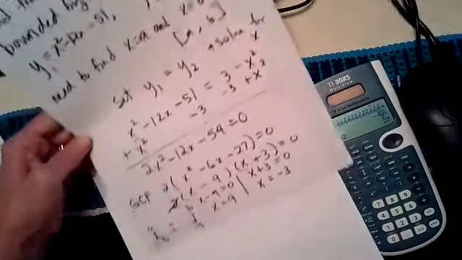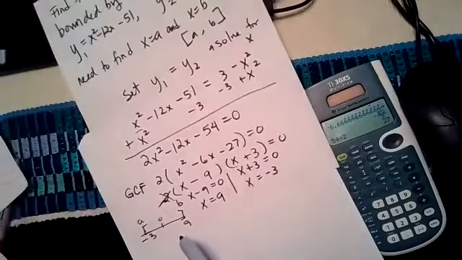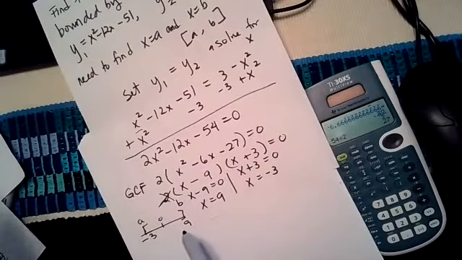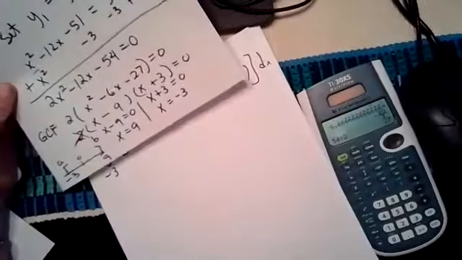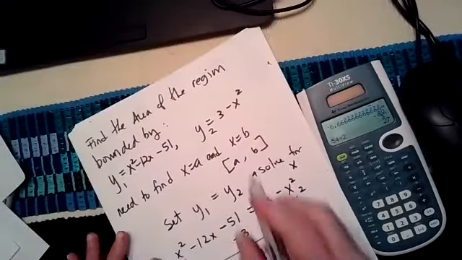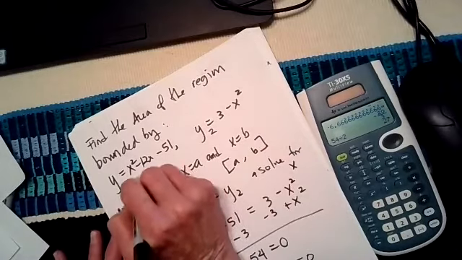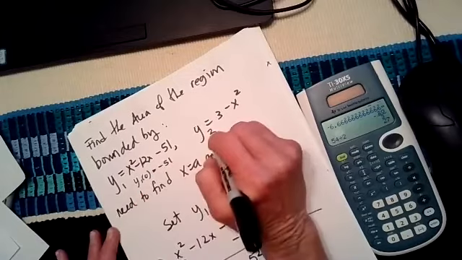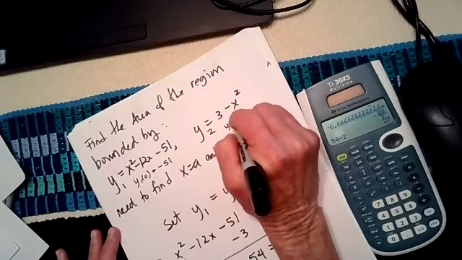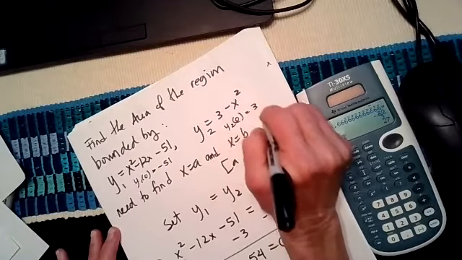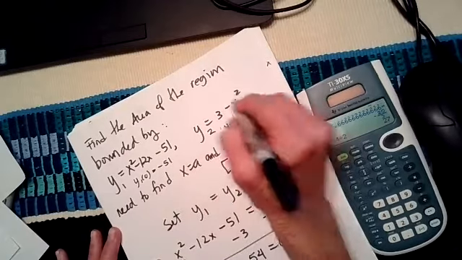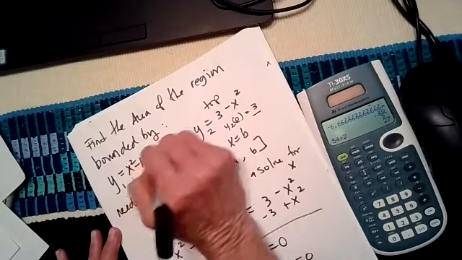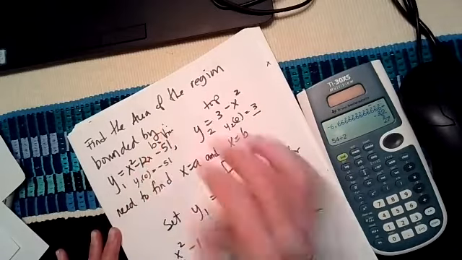And remember, we found the interval, right? It's from negative 3 to 9. Let's go down here and write negative 3 to 0. So let's plug in 0. What is y1 at 0? It's negative 51. What is y2 at 0? If I plug in 0, 3 minus 0 is 3. So which one is larger? 3 is larger. So y2 is on top and y1 is on the bottom.